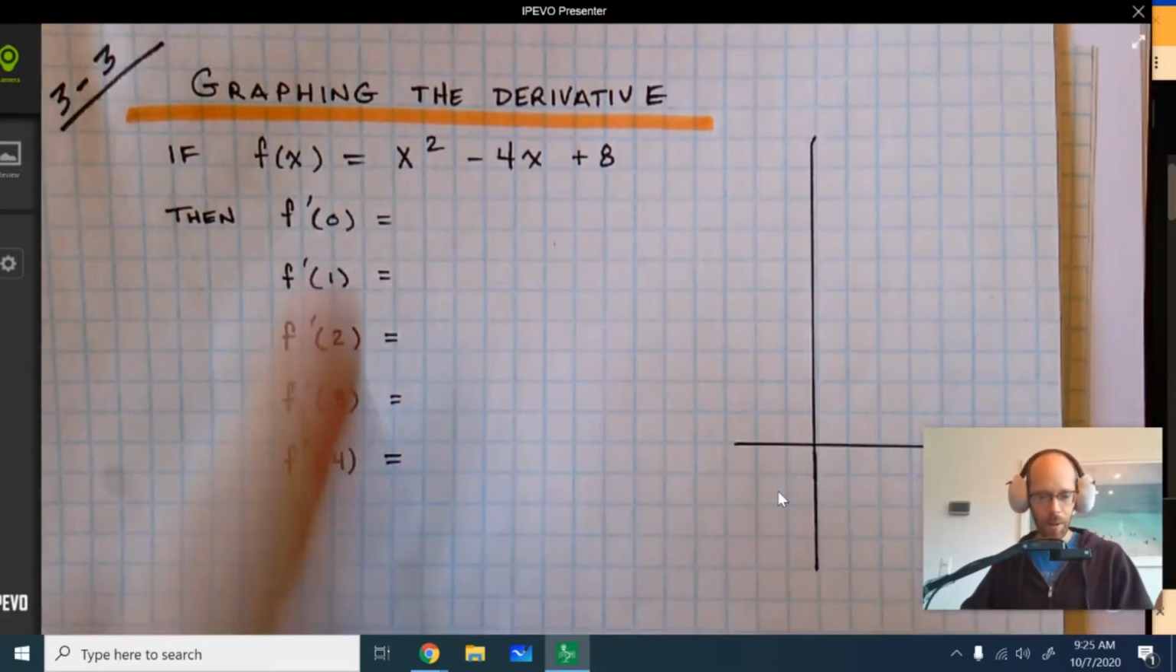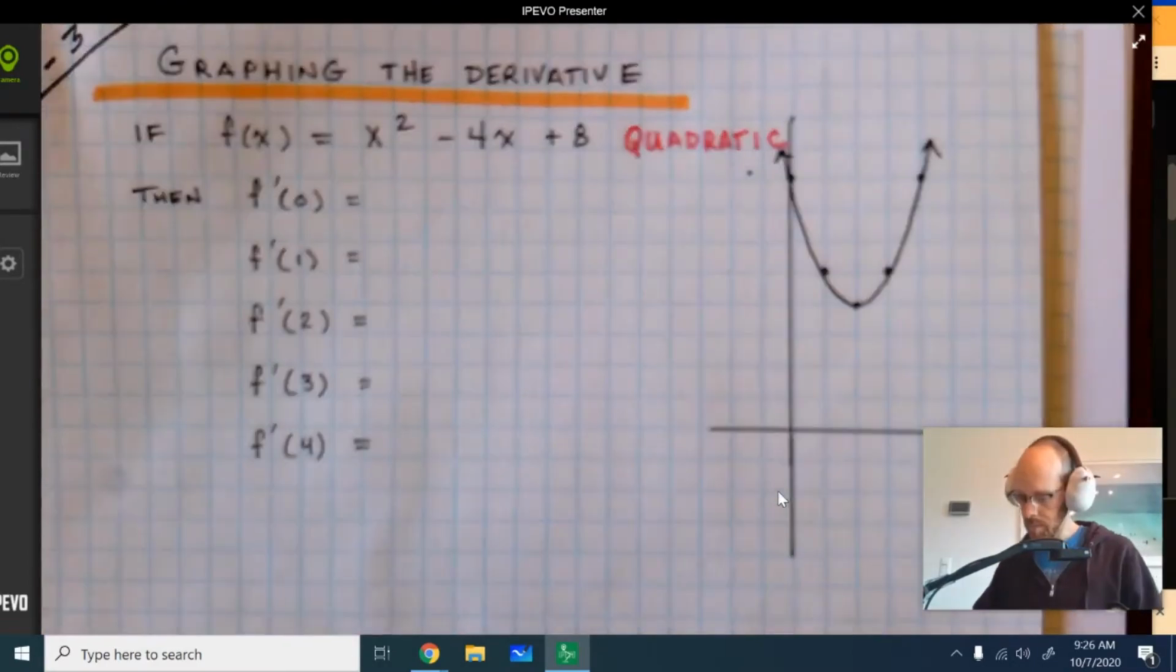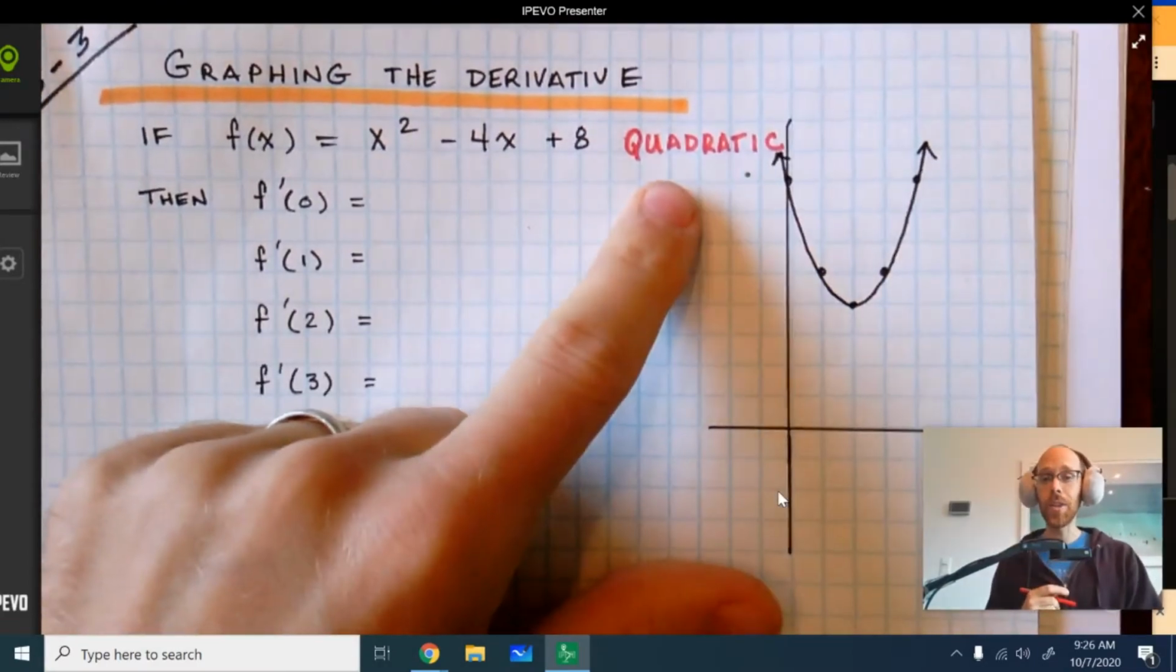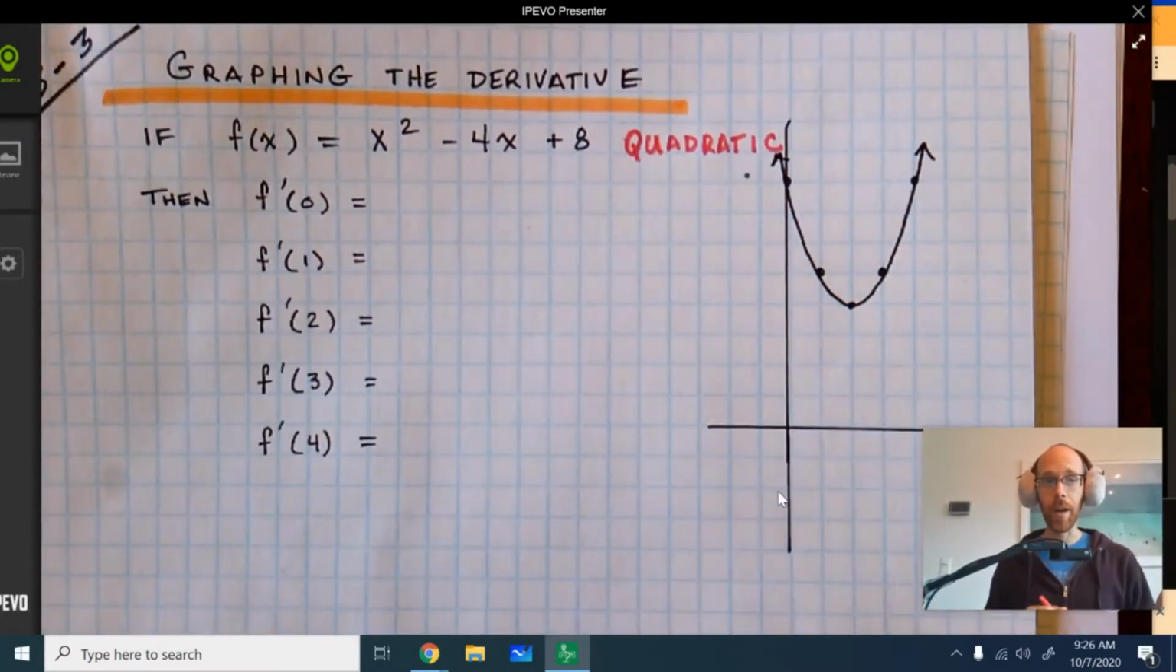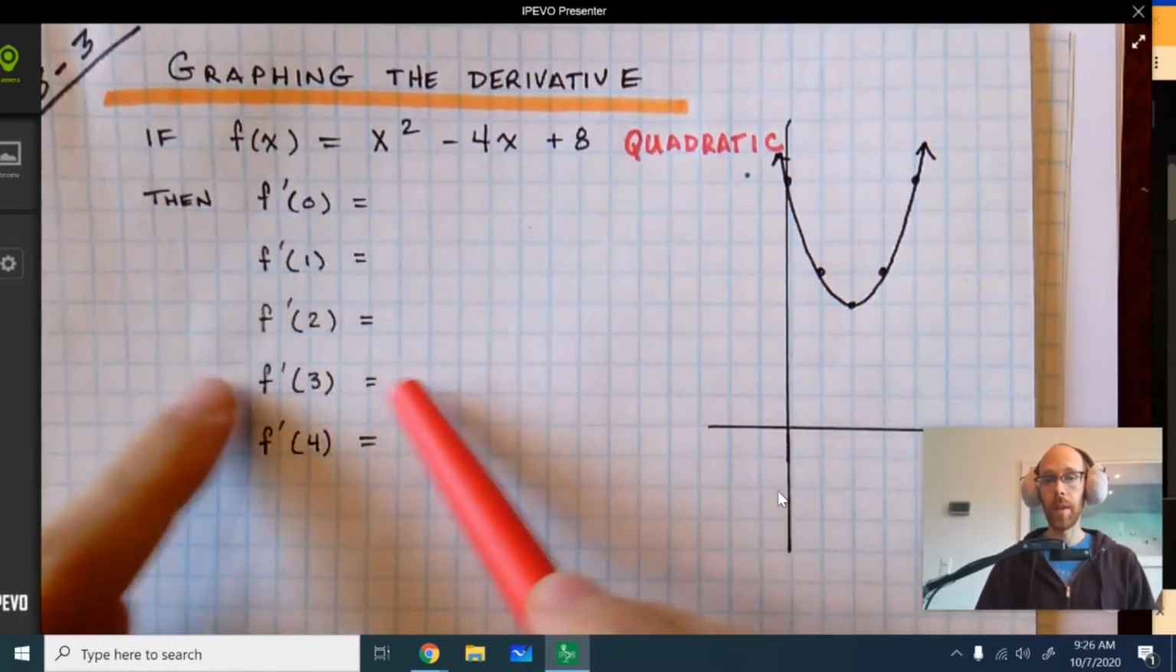So let's begin here. We've got a function. What kind of function is this? That's right, it's a quadratic function. I've drawn it right here. What we're going to do is find the derivative at 0, 1, 2, 3, and 4.